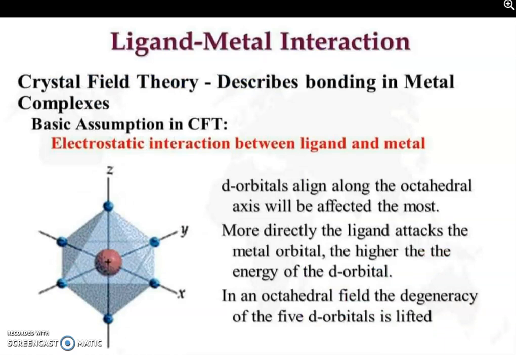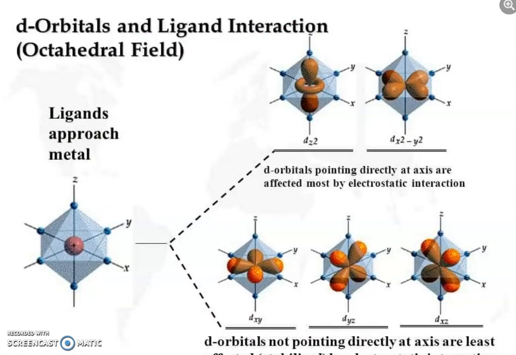Now crystal field theory describes bonding in metal complexes. Basic assumptions: there is electrostatic interaction between ligand and metal. D orbitals aligned along the octahedral axes are affected the most. The more directly the ligand attacks the metal orbital, the higher the energy of the d orbital. In an octahedral field, the degeneracy of the five d orbitals is lifted. Ligands approach the metal from different directions, so you have dz square, dx square minus y square, dxy, dyz, dzx. D orbitals pointing directly at the axes are affected most by electrostatic interaction, so they have higher energy. D orbitals not pointing directly at the axes are least affected, so they are stabilized.